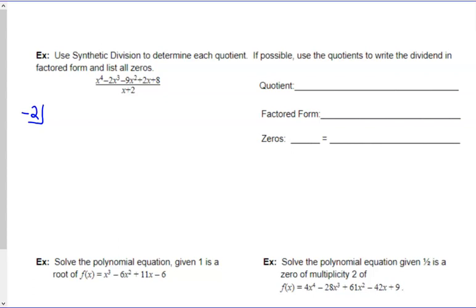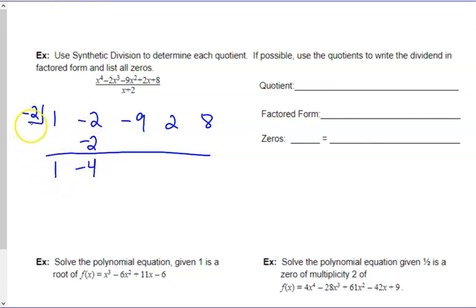All right, now, coefficients. Notice I have an x to the fourth, an x cubed, an x squared, an x, and a constant, so I have no placeholders this time. I can worry about just writing out those coefficients. Okay? Bring the 1 straight down. Multiply by c gives me -2. Add gives me -4. Multiply by -2 gives me 8. Add gives me -1. Multiply by -2 gives me +2. Add gives me 4, and I'm hoping if that's a factor that I get a big fat goose egg here. Multiply by -2, which gives me -8, and when I add, most definitely, there's my remainder.